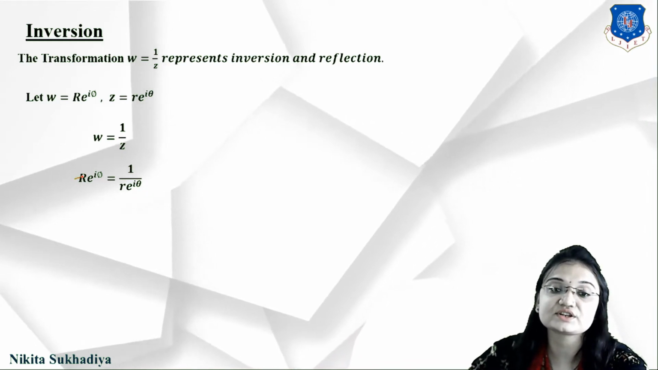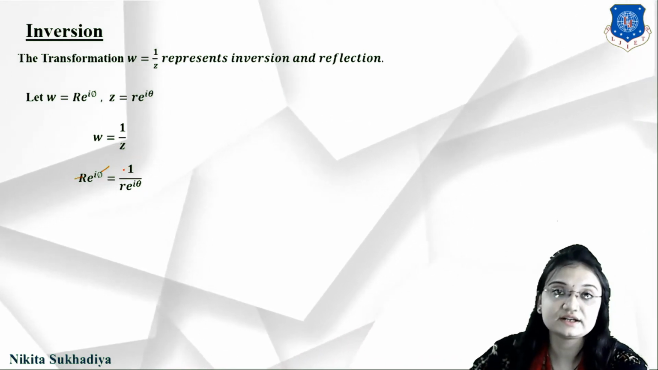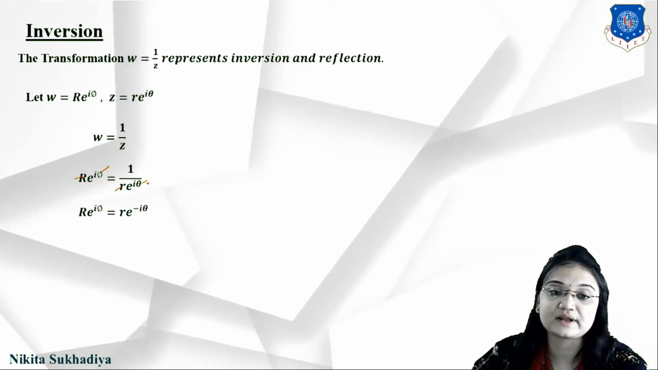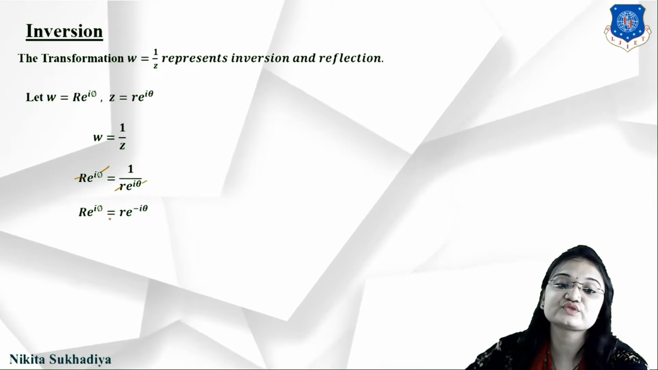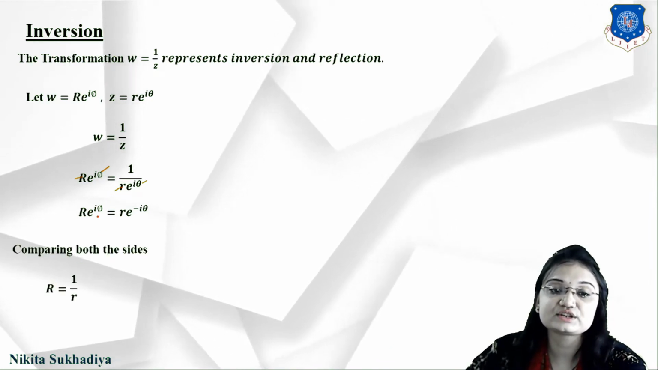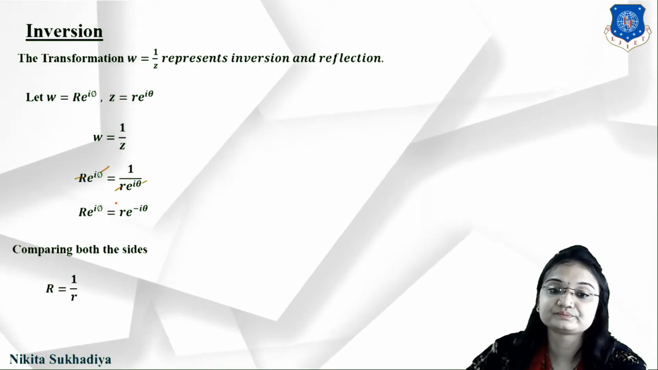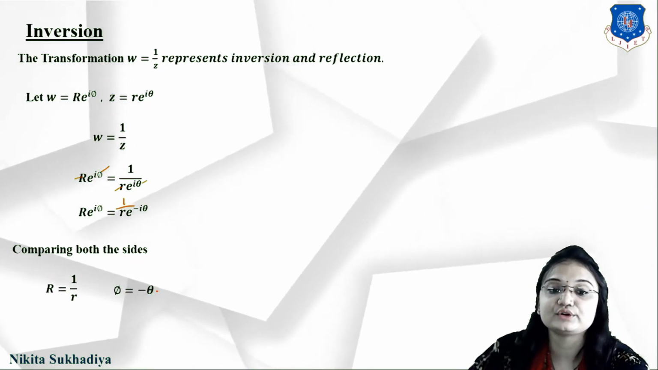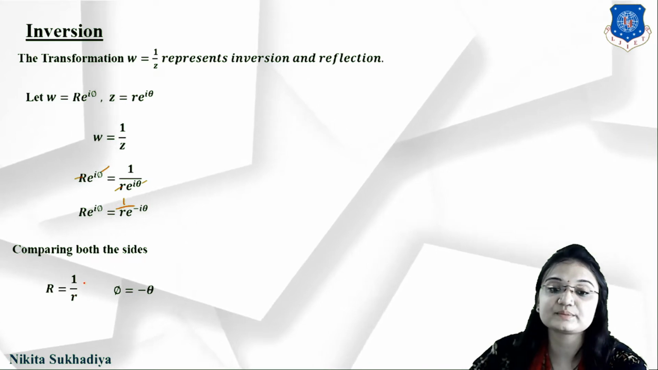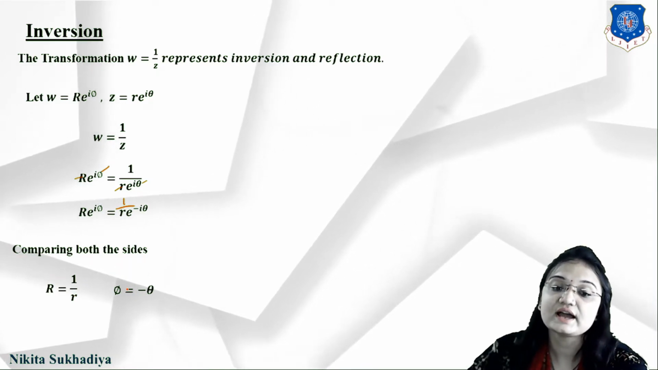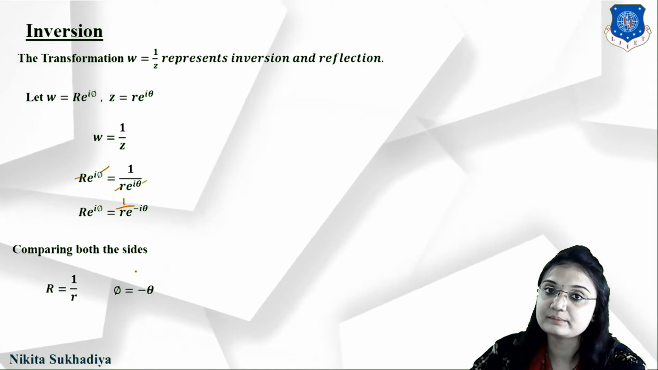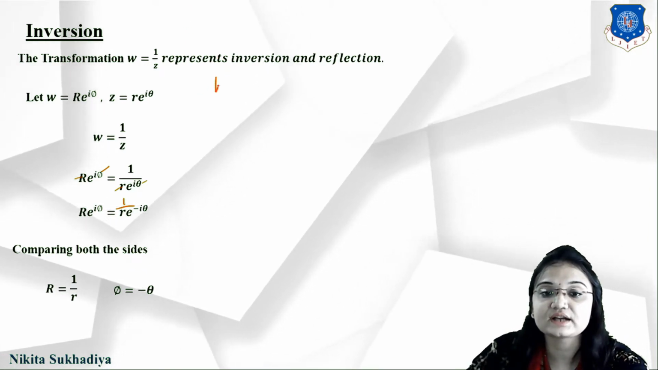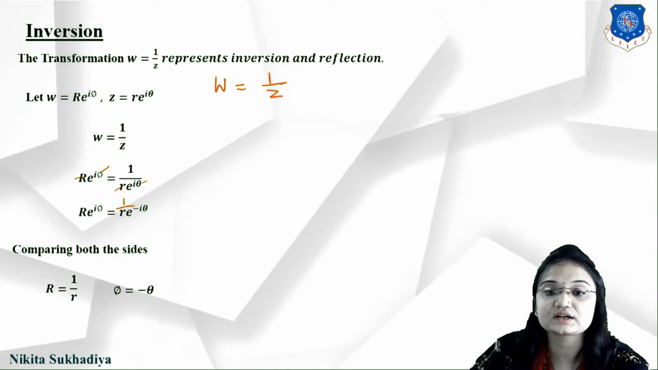This is the representation of radius and angle in the W plane, and this is the representation of radius and angle in the Z plane. By comparing this, we can say that r is equal to 1 upon r, and phi is equal to minus theta. So this is the representation of radius and angle phi in the W plane.